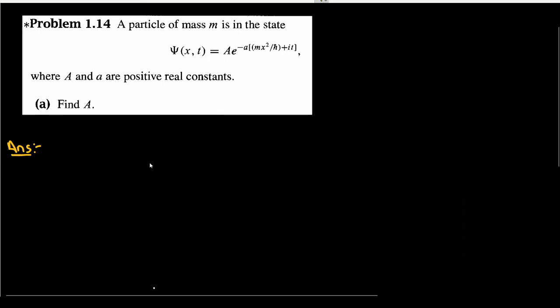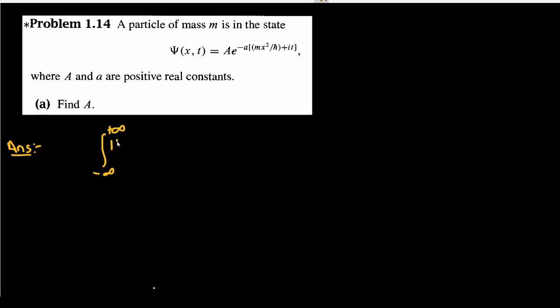The main concept used in this question is normalization. So let's apply the normalization formula. It says that the integration from negative infinity to positive infinity of our wave function psi(x,t), mod squared, dx, is equal to 1. This is an obvious explanation, and why it is equal to 1, you can watch my previous video where I explained this.